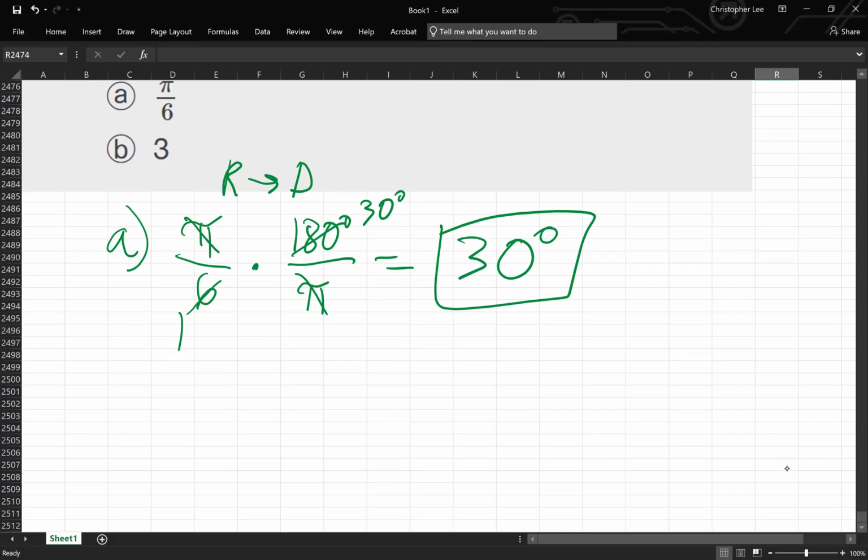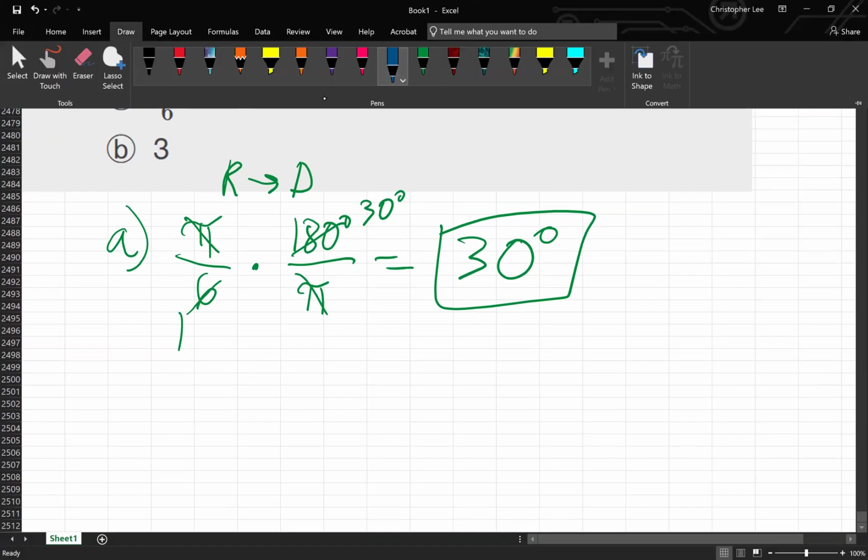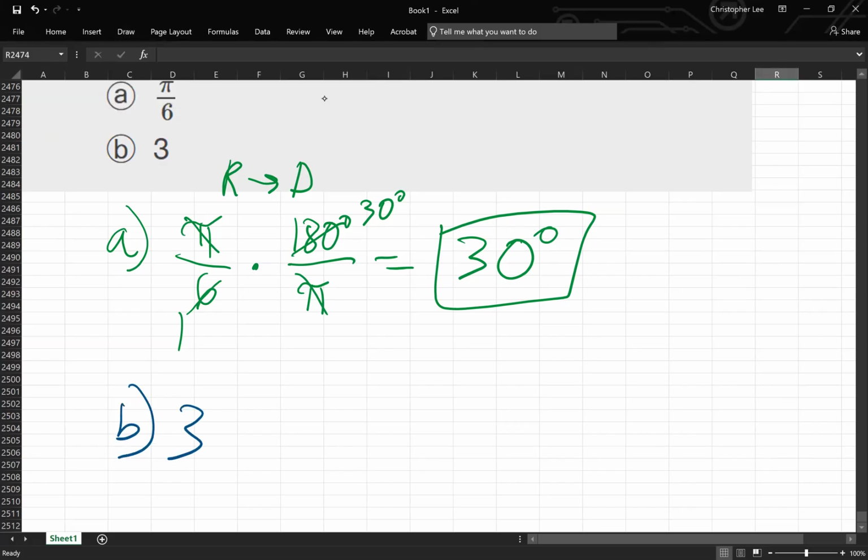Same thing with this next question, right? Let's look at B. Let me change my color real quick. For B, I got 3, but that 3 is in radian, and I want to go from radian to degrees. So I'm going to multiply by the same thing, 180 over pi, straight up. Just multiply straight across. Don't even think about it.